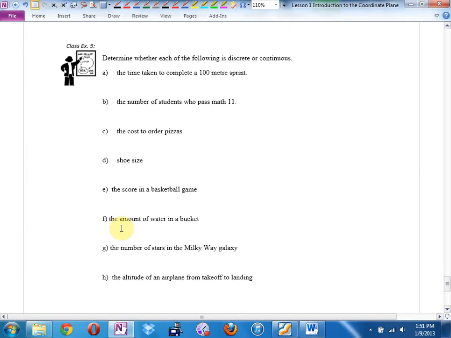Example 5. Oh yeah, turn the page. It says determine whether each of the following is discrete or continuous. The time taken to complete a 100-meter sprint. Convince me.